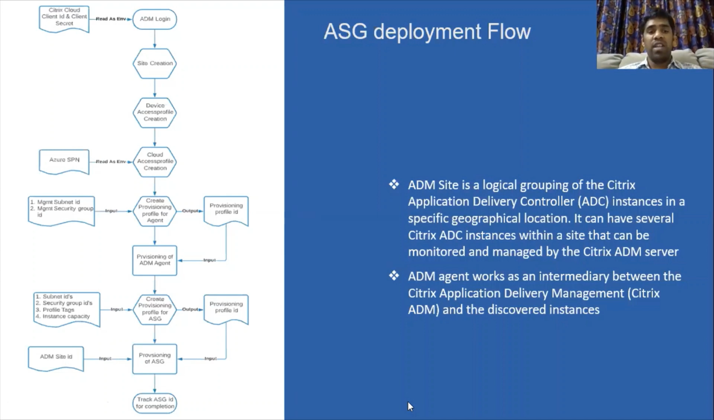With the provisioning profile, we pass the security group details and the subnet details along with profile tags and then instance capacity details. As part of this POST call, we get a provisioning profile ID back, and we use that ID in the next POST call, which is the ADM agent provisioning as well as the actual ASG deployment provisioning POST call.